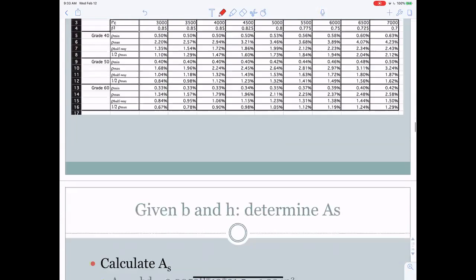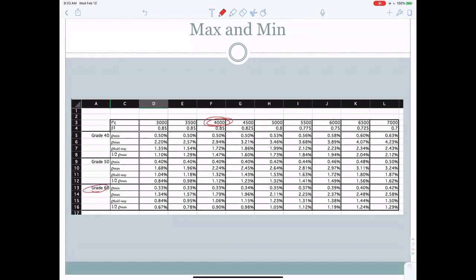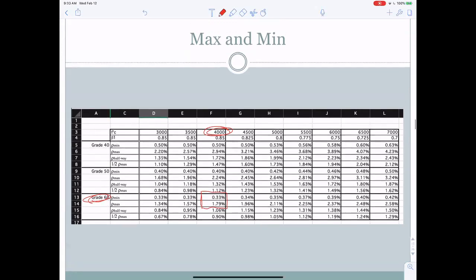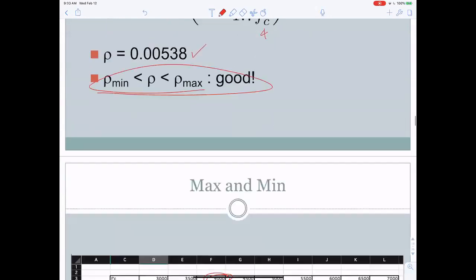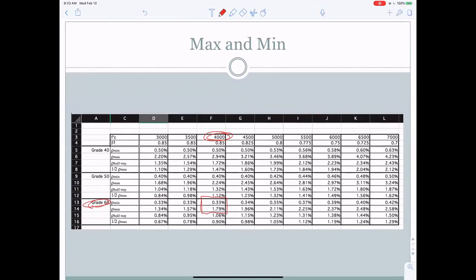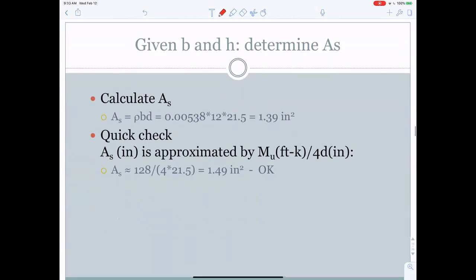And so I have this table I've made. So if your f'c is 4 and your grade 60, here are the min and max steel. And so we need to be between 0.33 and 1.79%. And we were at 0.5%. So this is good. You do not need to calculate rho min and rho max because I have these tables for you. Okay. So finally, we have this rho that we calculated and just multiply by b and d. And you get 1.39 square inches.